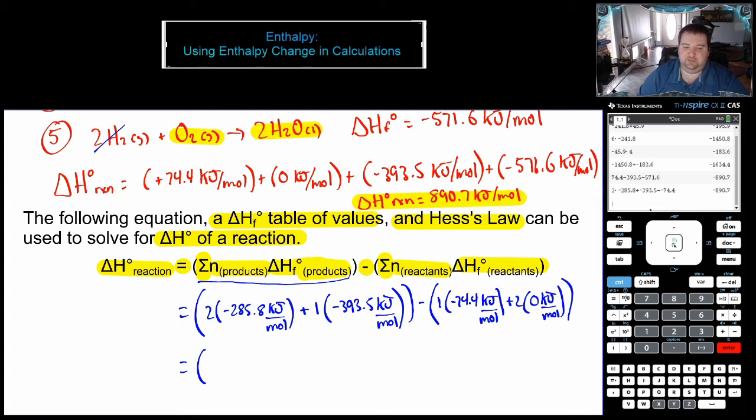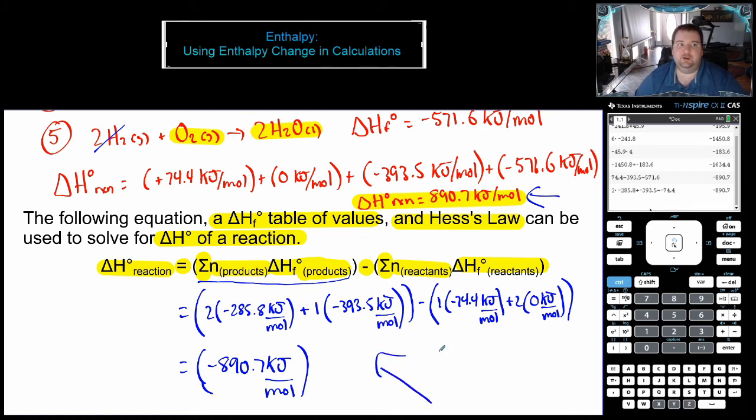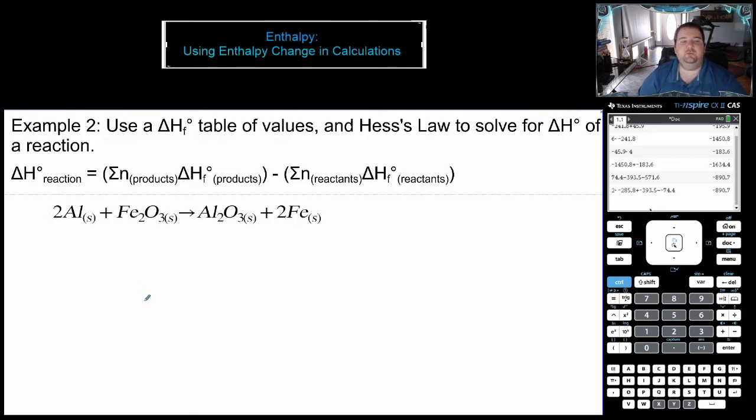How interesting that this would equal negative 890.7 kilojoules per mole when that is what we found. So obviously this is way easier, don't you agree? Please agree. It's way nicer. So let's try this for something that we don't need to do that long process for. Let's just use this formula.